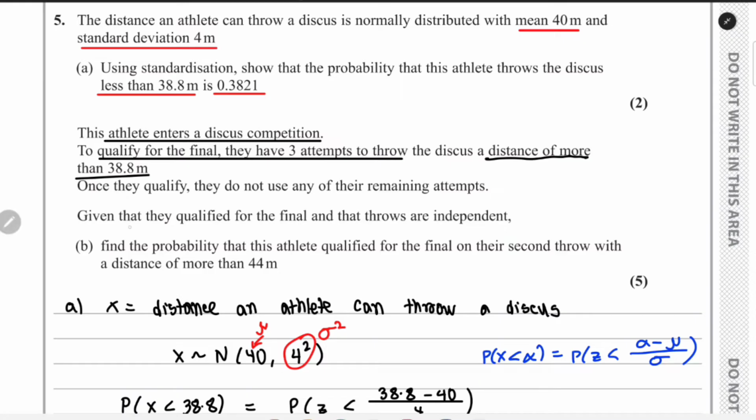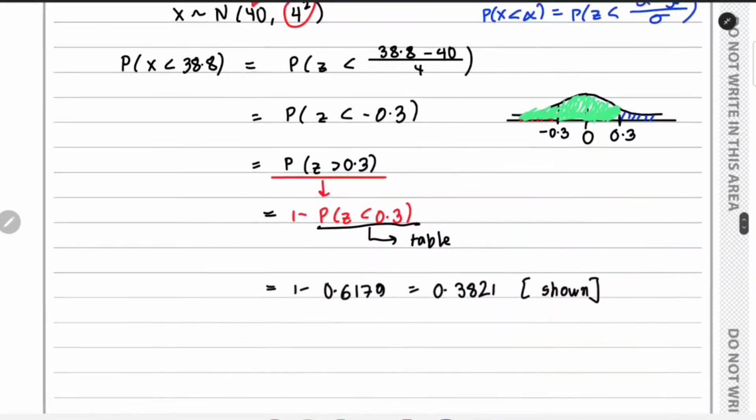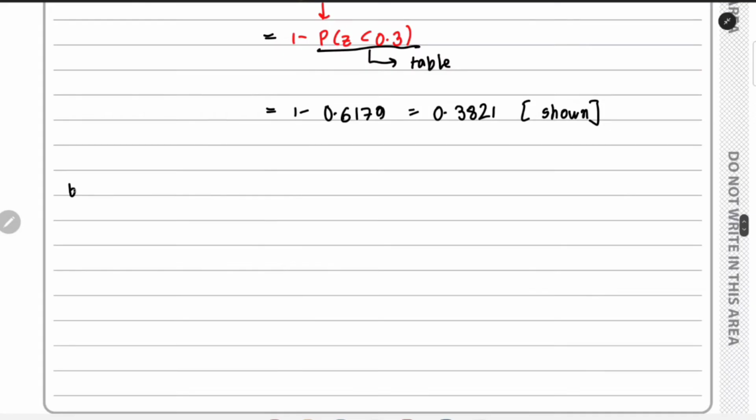We have to show that given that they are qualified for the final and that the throws are independent, we have to find the probability that this athlete qualified for the final on their second throw with a distance of more than 44 meters. So we are given that he qualifies, so we have to find the probability of him qualifying at first.